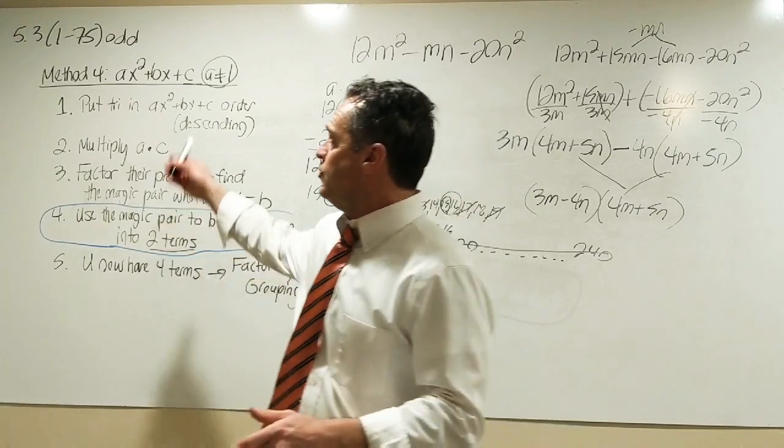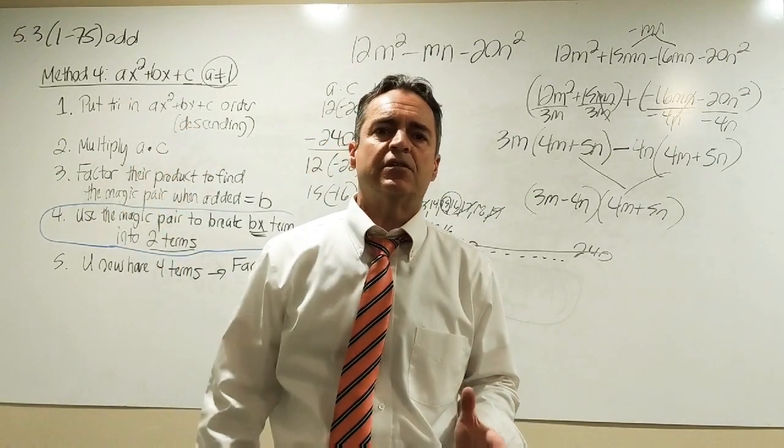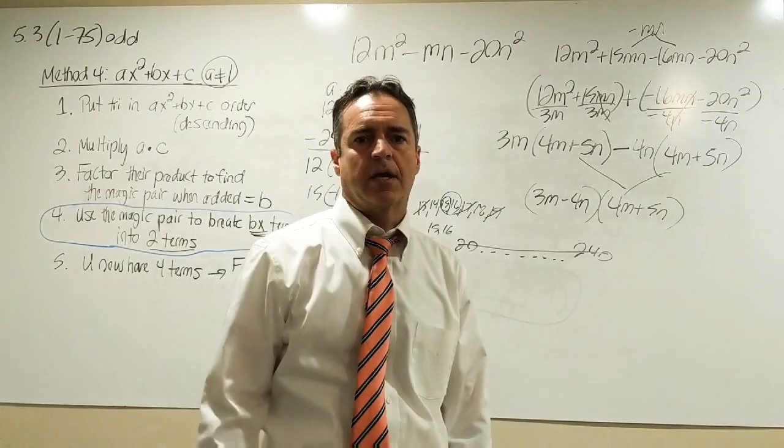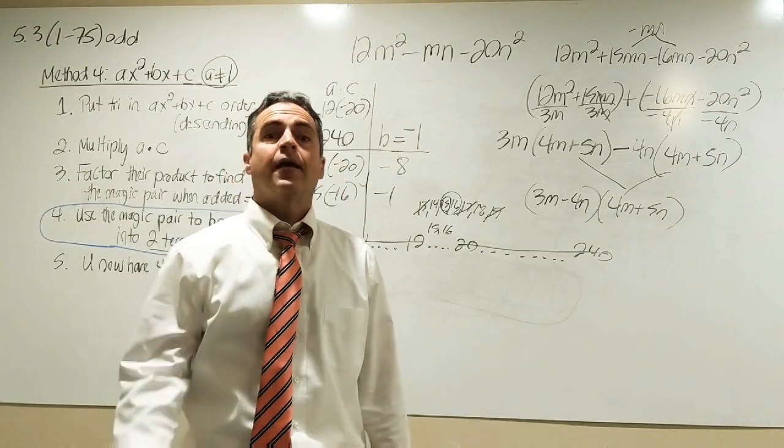Okay, you've got 1 through 75 odd. The beauty of this is, though, we're skipping section 5-4. Okay, so put your heads down. Good luck, and I'll see you next time.